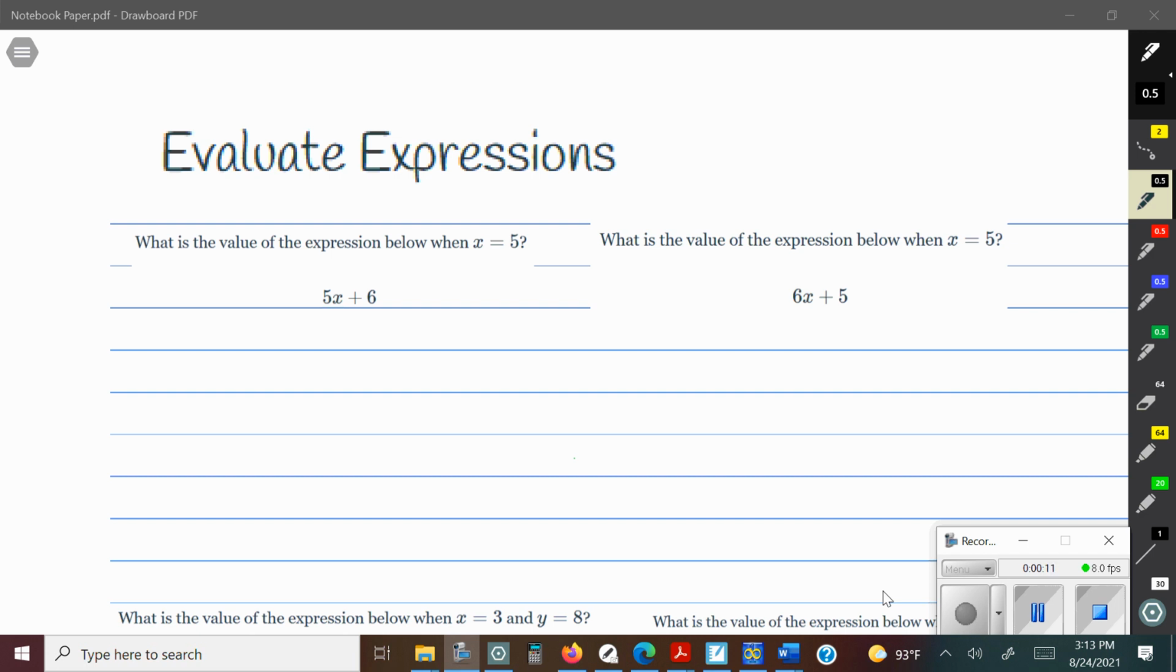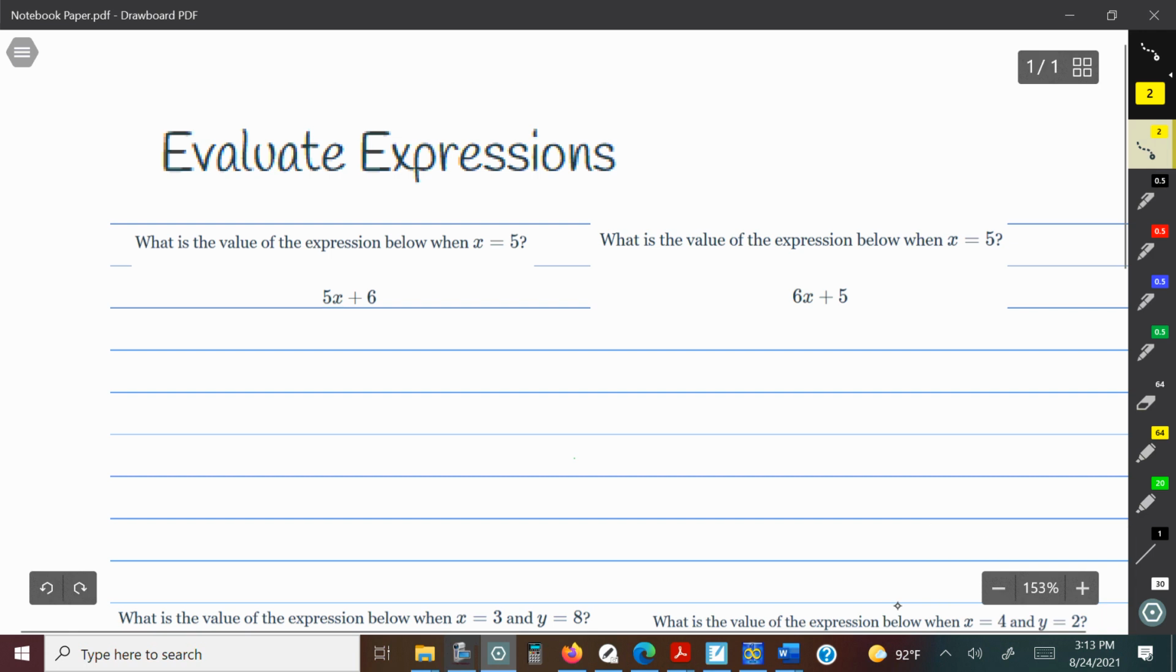Evaluating expressions. So you can take this and find your composition notebook and make sure you put notes in your composition notebook here. And today's lesson is evaluate expressions. Okay, so that's what we're gonna do today.